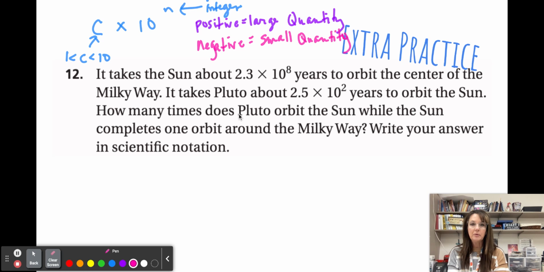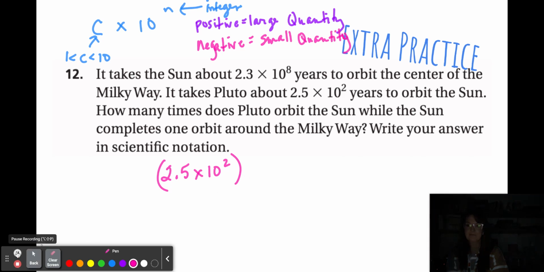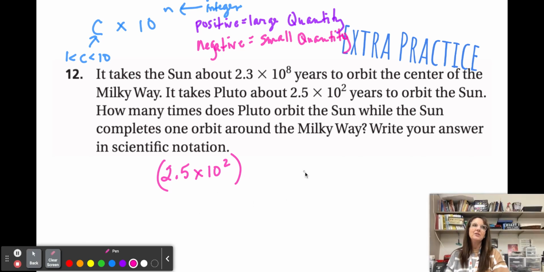How many times does Pluto orbit the sun while the sun completes one orbit around the Milky Way? Okay, so how many times, what number times this would equal this? So that's what you're going to start doing. You're going to write 2.5 times 10 squared, right? And as you can see, I just descended into darkness, so the sun is no longer out. We have 2.5 times 10 squared times some number x is equal to our 2.3 times 10 to the 8th.